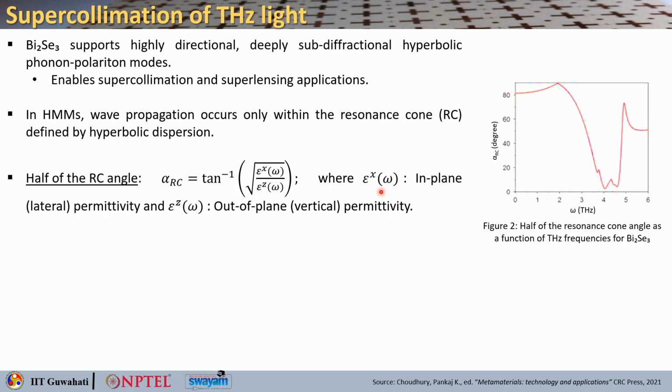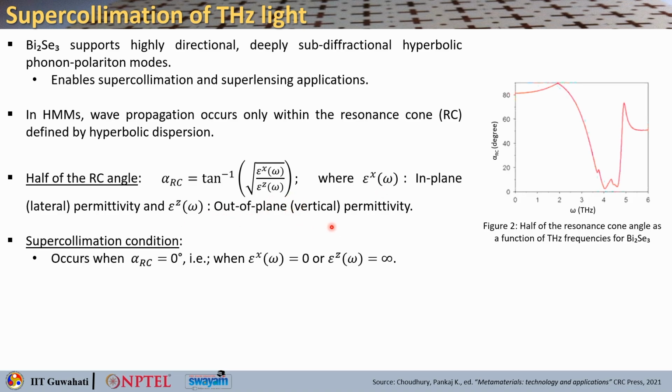So, epsilon x omega is nothing but epsilon parallel, the in-plane or lateral permittivity, and epsilon z omega is the out-of-plane or vertical permittivity. Now, what is the condition for supercollimation? Supercollimation, meaning the parallel wavefront or propagation of the light beams, will occur when alpha RC becomes 0. That means this term becomes 0, which is possible when epsilon x omega becomes 0 or epsilon z omega becomes infinity.